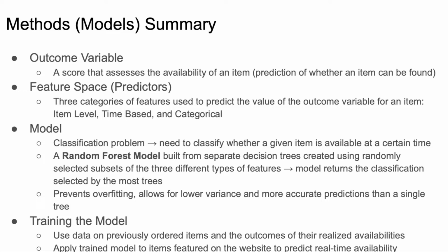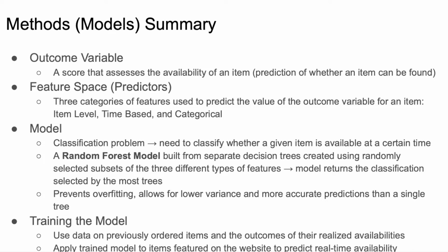So based on the details that are provided in the article, we can assume that the model likely consists of three different trees: one for item level features, one for time-based features, and then one for categorical features. And then the overall model returns the classification that is selected by the greatest number of trees for each item that the model is applied to.